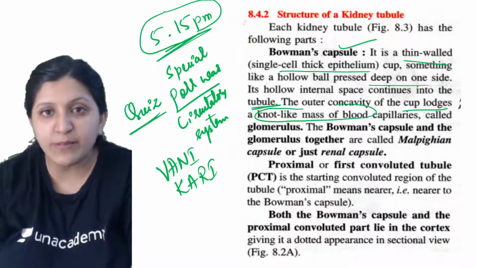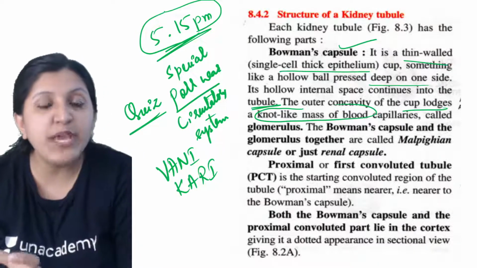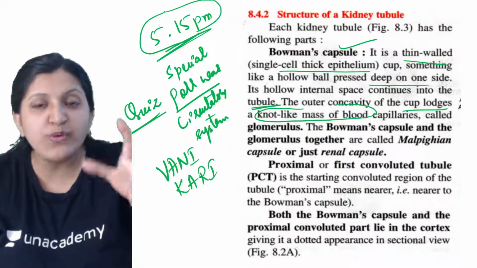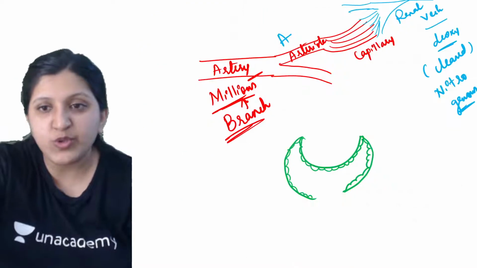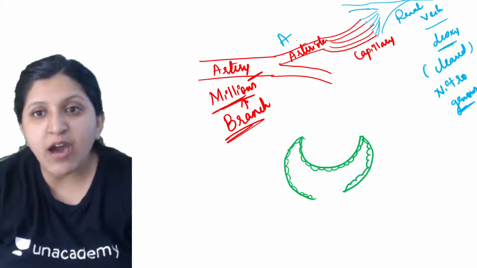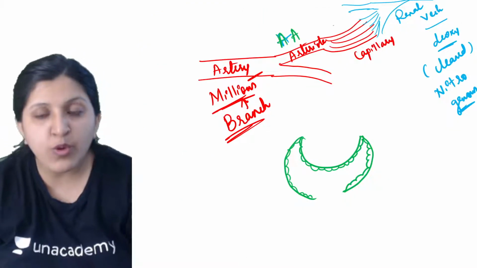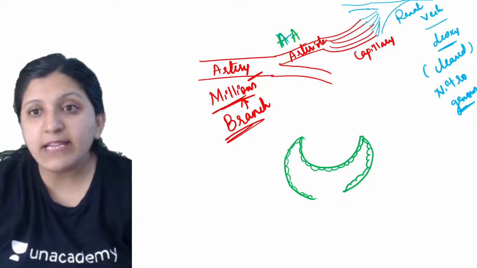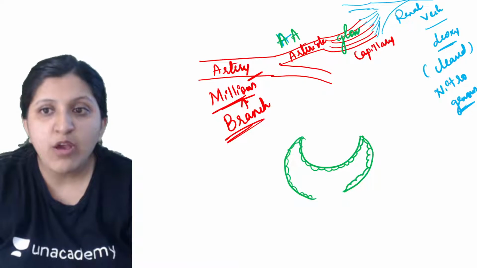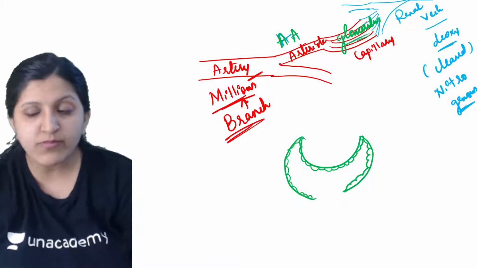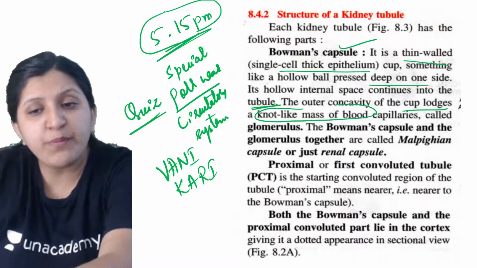This we saw, the blood capillary which is being formed from the afferent arteriole, which is continuously dividing. The afferent arteriole will divide further and there is a formation of this capillary. So this itself is a glomerulus. So glomerulus formation is occurring.